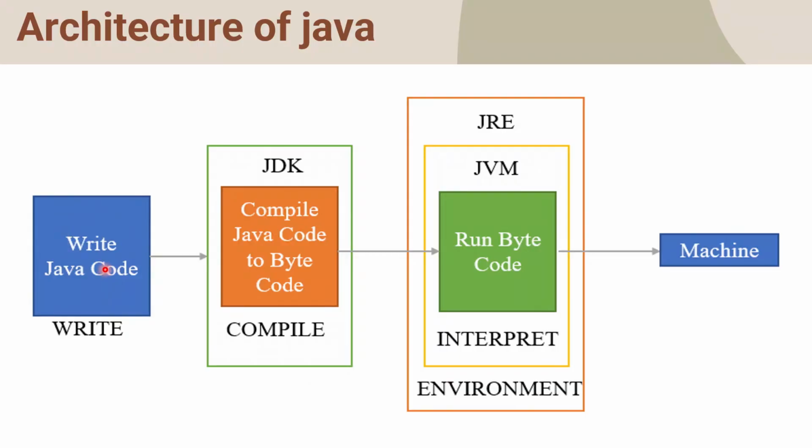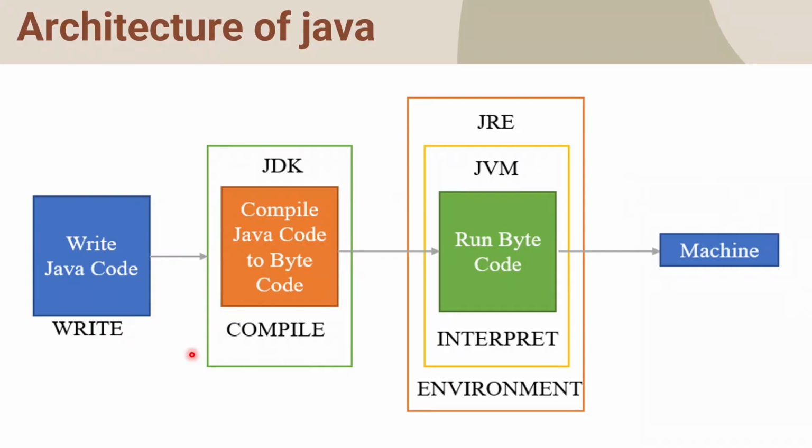Next, whatever Java code is written is not understood by the computer. Why? The computer can understand only machine instructions. The user can't understand machine instructions, and the machine can't understand user instructions. So there is a communication gap here. This communication gap is filled by the JDK, that is the Java Development Kit.